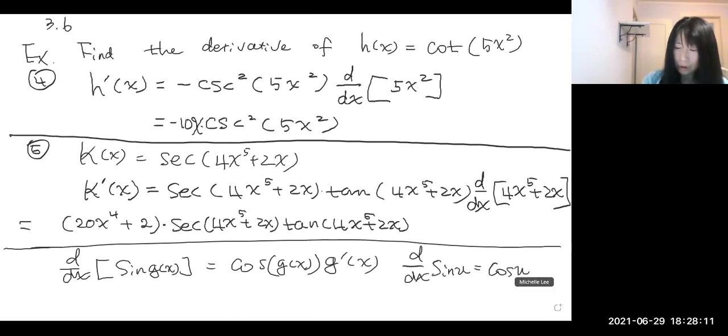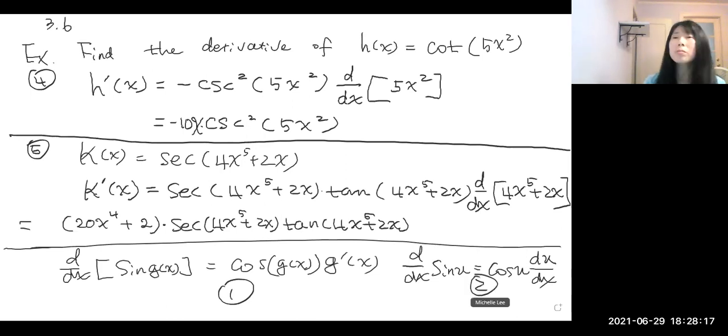cosine u du over dx? Which one do you like? Number one or number two? Because I don't want to write it down twice. It's the same, but a different expression. Number one, number two? I think I like one better. One better? Okay. Let me write down one.